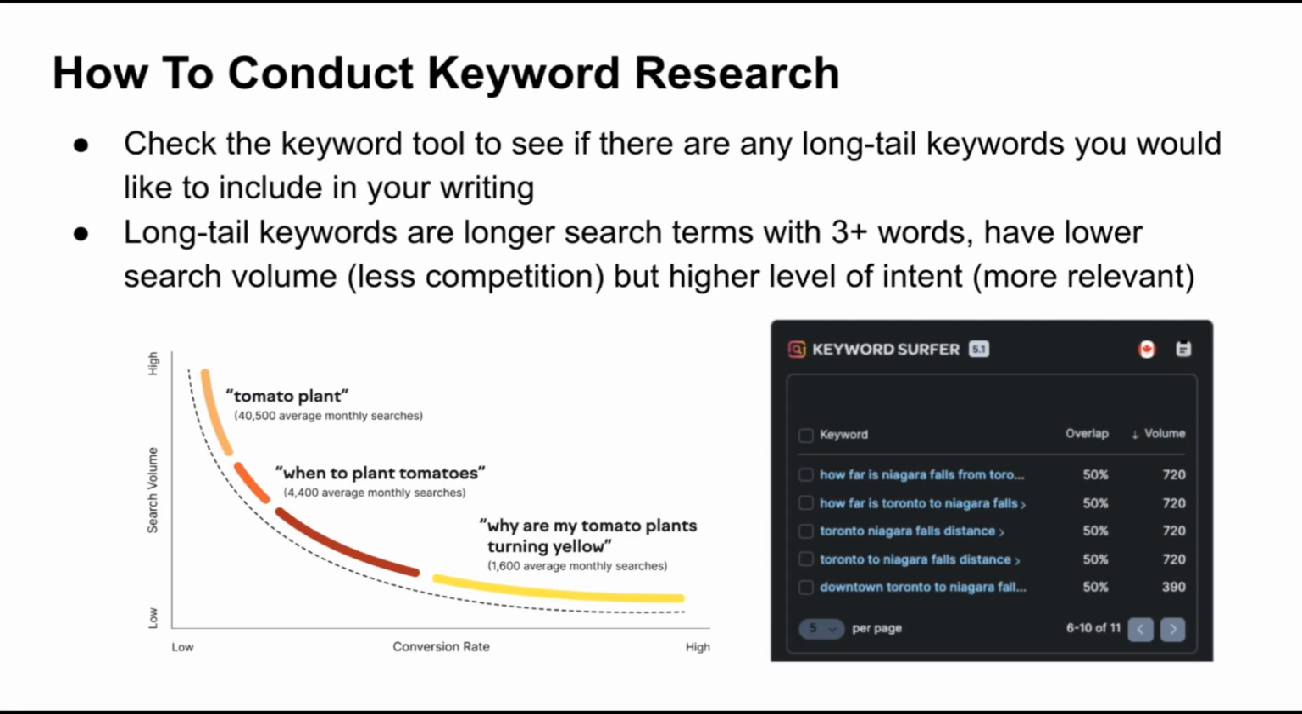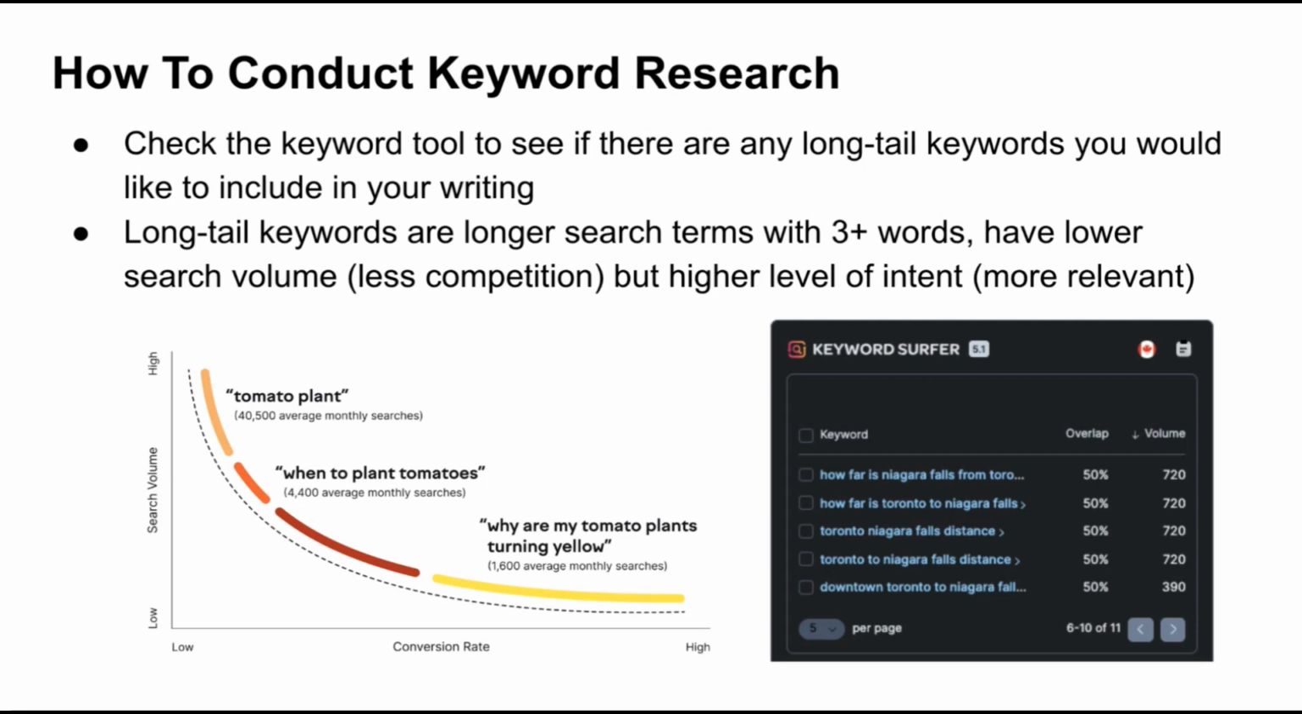The reason you want to choose a long tail keyword is because it has typically lower search volume, which means less competition, but there's also a higher level of intent, meaning it's going to be more relevant to what people are searching for. So check through the keyword tool to see if there are any long tail keywords that you want to include in your writing. If it's not a good fit, you can always go back in and do some additional research. On the right-hand side of the screen, you can see a list of some of the long tail keywords that you might want to consider. You can also see the search volume, so you can understand how much competition is involved with that long tail keyword.